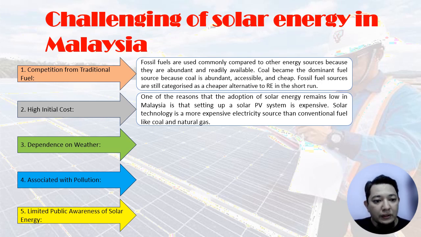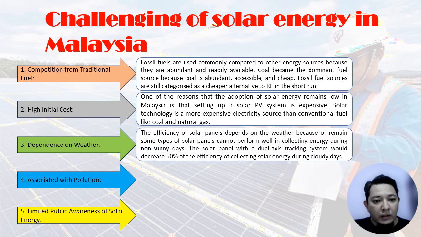Third point, dependence on weather. The efficiency of solar panels depends on the weather, because some types of solar panels cannot perform well in collecting energy during non-sunny days. A solar panel with a dual axis tracking system will decrease its efficiency of collecting solar energy by 50% during cloudy days.